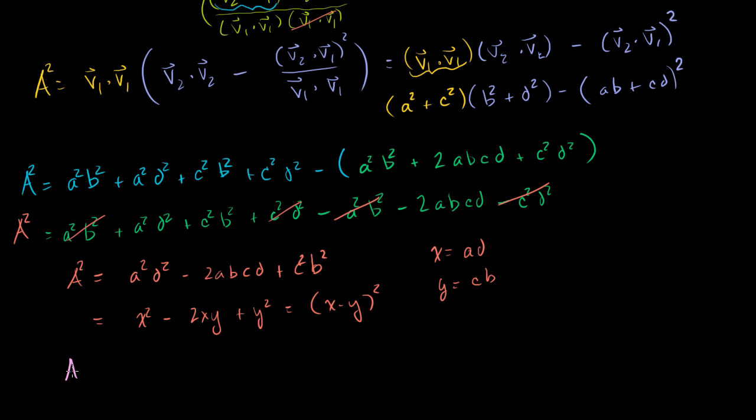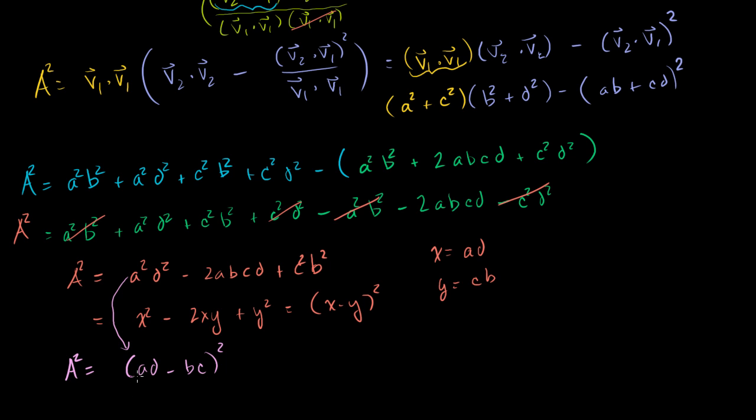So we have our area squared is equal to (x minus y) squared, or (ad minus bc) squared. That's what the area of our parallelogram squared is. If you don't quite understand what I did here, I just made these substitutions so you can recognize it better. But just to understand that this is the same thing as this, you can just multiply this guy out, and you'll get that right there.